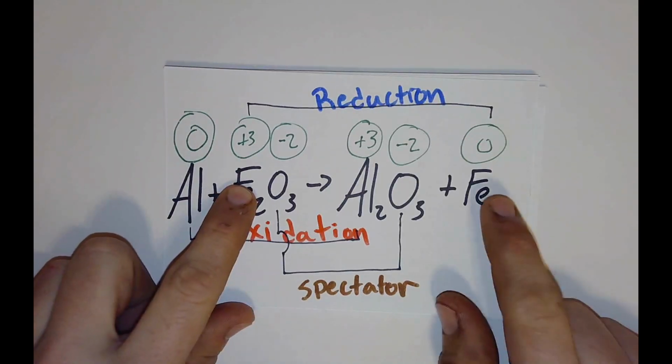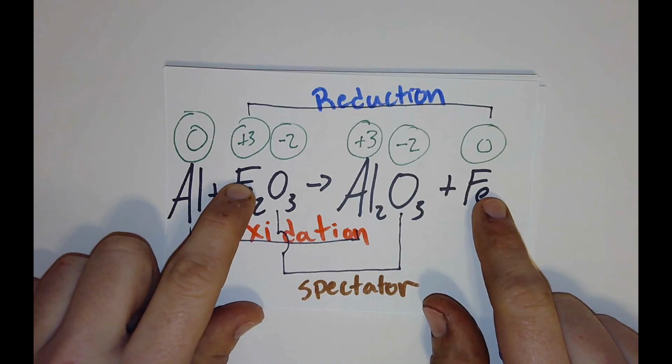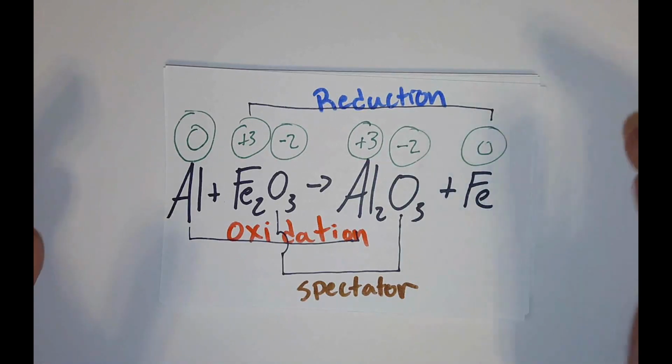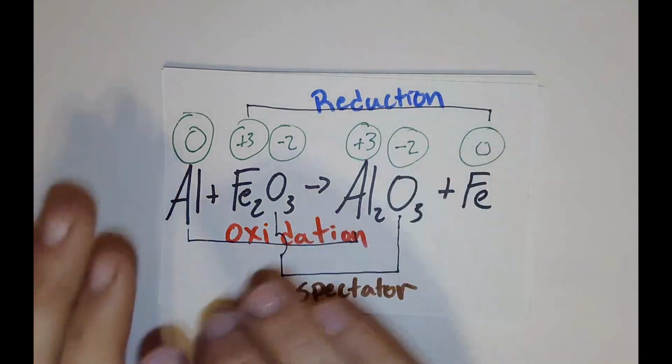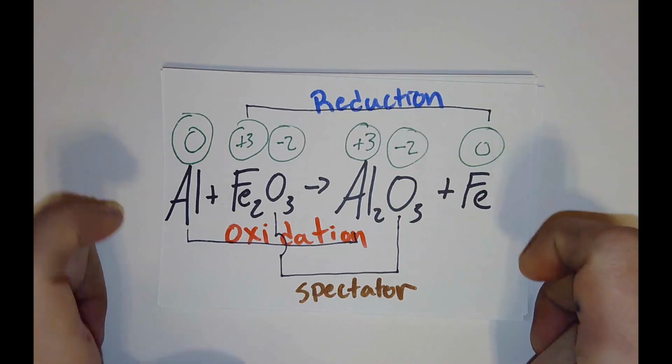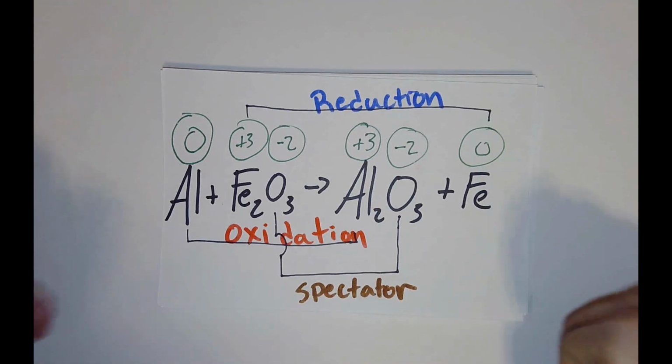So the iron went from 3 to 0, which is a reduction reaction, right? Because the green number fell. And this would be a much more common situation in chemistry, where we have all of these different possibilities. The reduction, oxidation, and spectator.